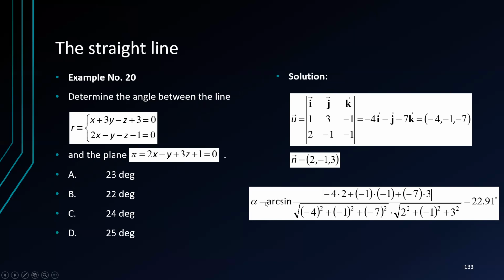So alpha is equal to arcsine of negative 4 times 2 plus negative 1 plus negative 7 times 3. So use the formula, yan. Di ko nalagay dito. And the square root of negative 4 squared, negative 1 squared, negative 7 squared, times the square root of 2 squared times negative 1 squared plus 3 squared is equal to 22.91 degrees. So that is letter A.